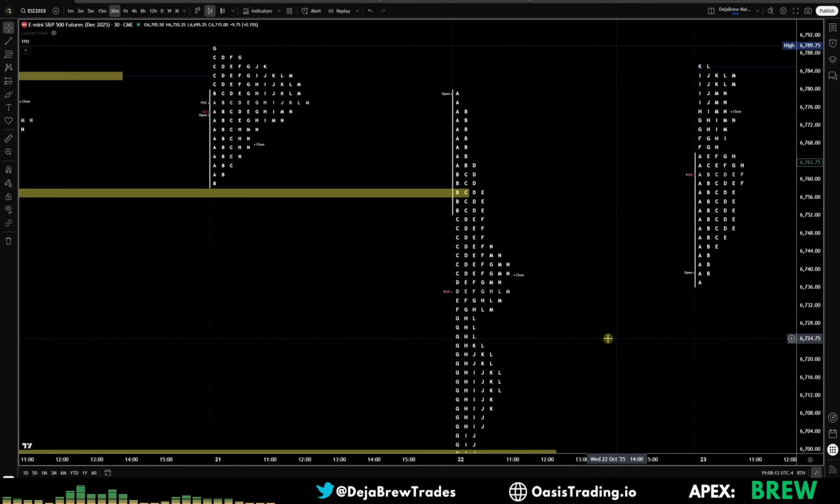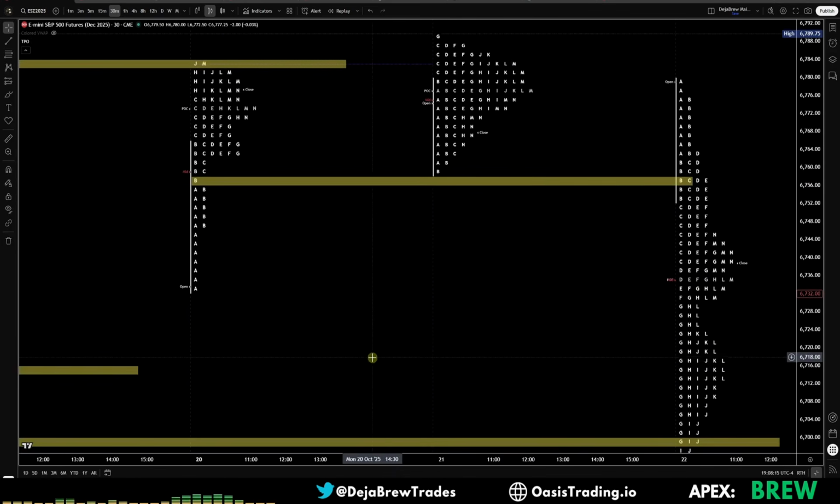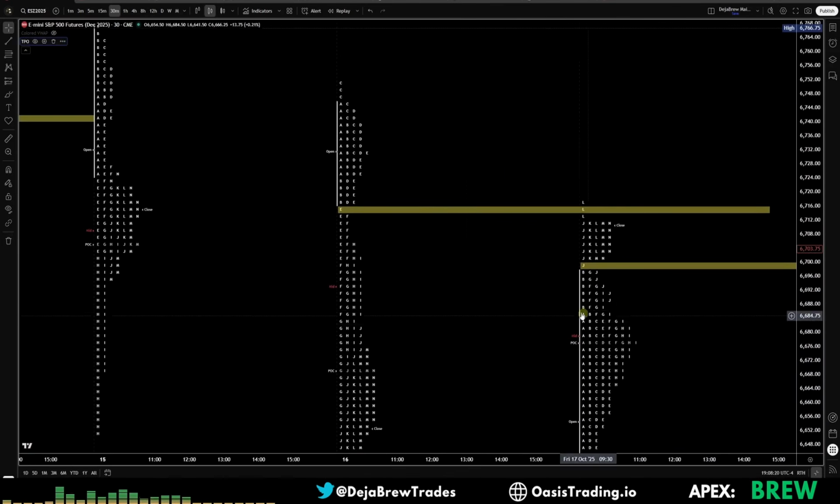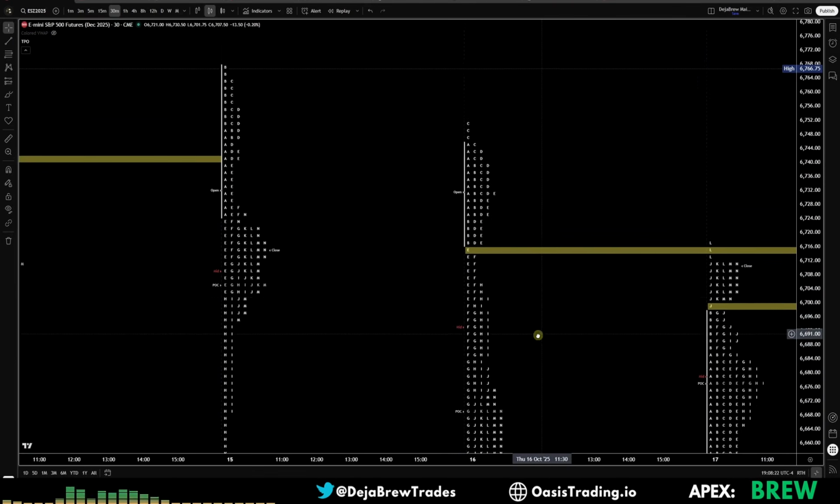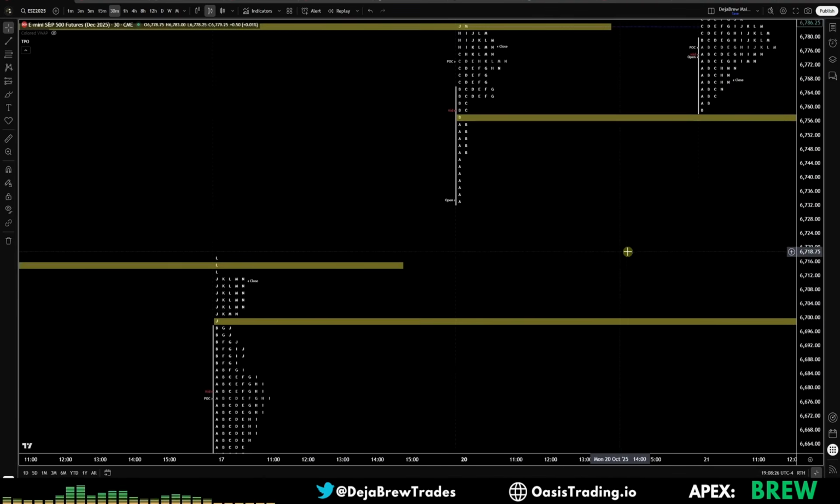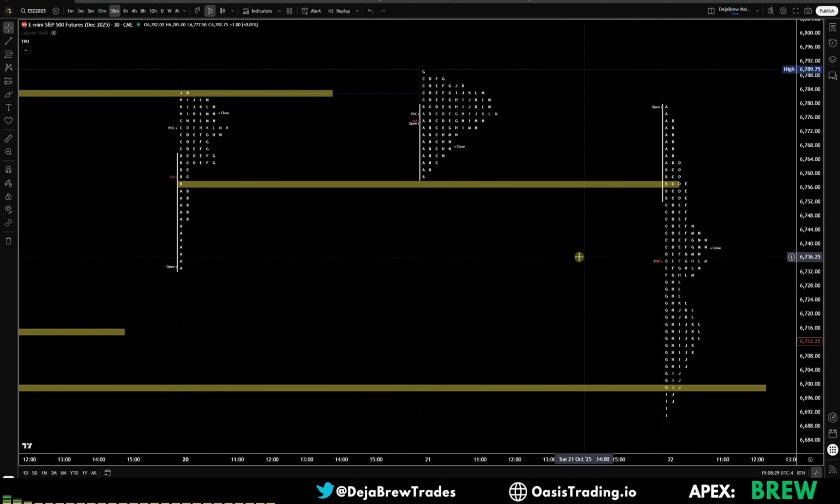The only exception is if the initial balance is extremely small. If it's only like 5 or 10 points, right? If it's a very small initial balance, it can be taken out in both directions. But if it's a pretty wide initial balance, and what do I mean by small and wide? It's really hard to say. It's based on volatility. You have to look at the current volatility. Okay. So with a standard volatility, one side is taken out, the other side is not. So you can use that however you please.